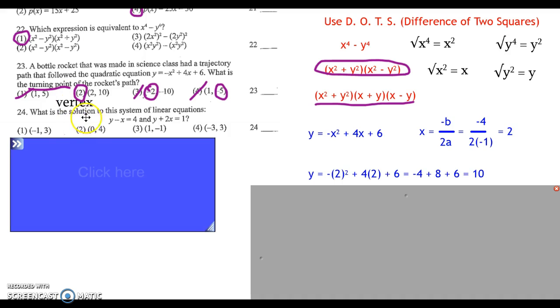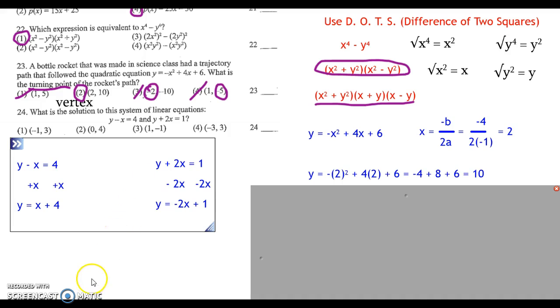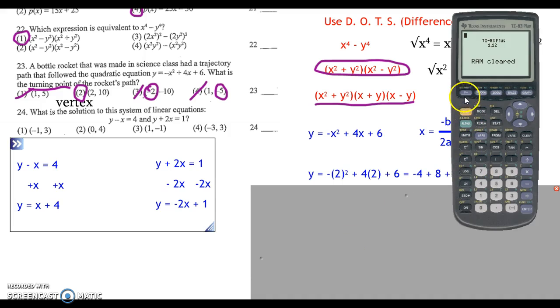Last but not least, what is the solution to the system of linear equations? We have two equations that are not solved for y. Well, it seems to me like you should probably just solve for y. Once you solve these two for y, you can put them into your graphing calculator, and once you do that, you can see the answer pretty clearly. So I'll pull out my little graphing calculator here. I go to the y equals menu, and I'm going to say y equals x plus 4. And I'm also going to do y equals negative 2x plus 1. And we're looking for the solution. That's the point where those two intersect.